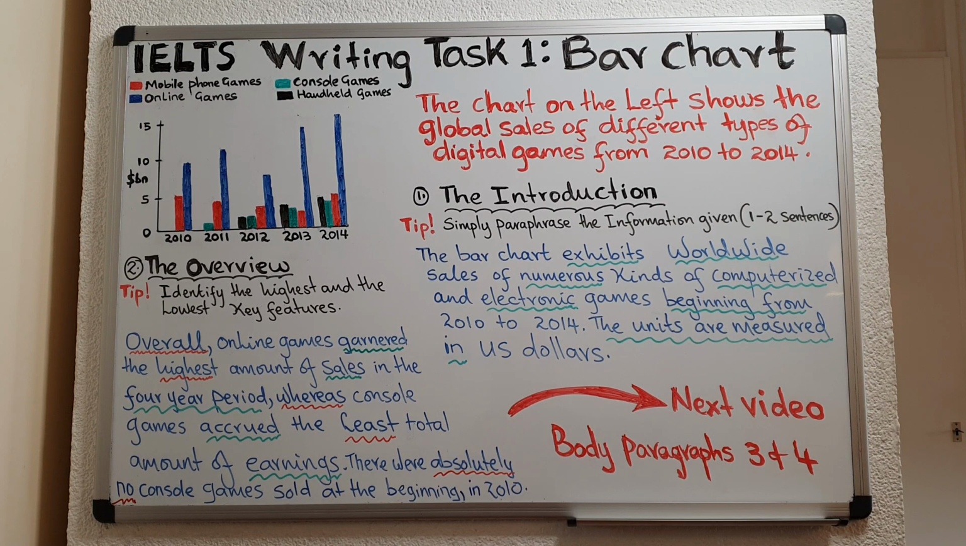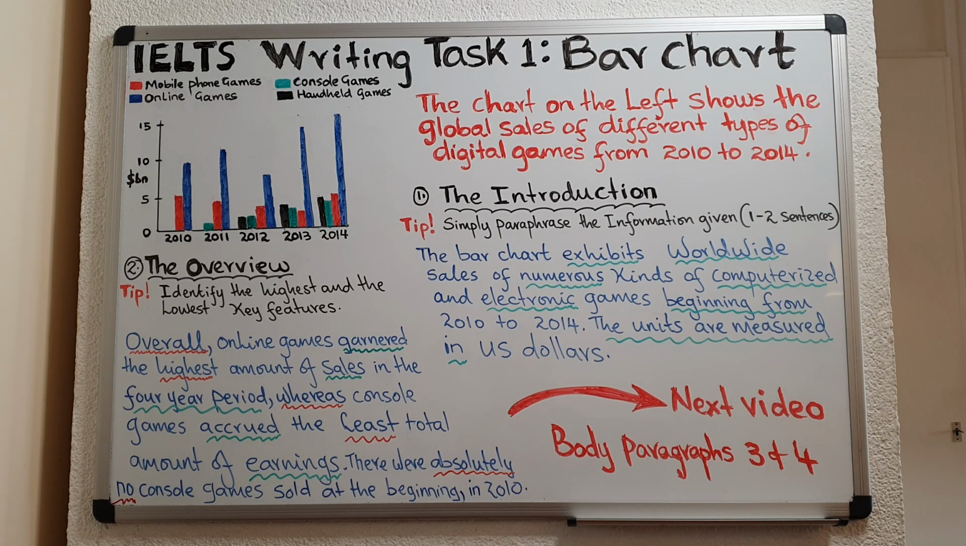So we have finished the first part. We have paraphrased the information that is given to us by IELTS. We have also succeeded in using some Band 9 advanced vocabulary right in the introduction. We have used the word exhibits. Now, if you don't want to use exhibits, or if you think you will not remember it in your exam, you can use demonstrates. The bar chart demonstrates, because demonstrates and exhibits and shows mean exactly the same. Demonstrates. Don't forget the S at the end.